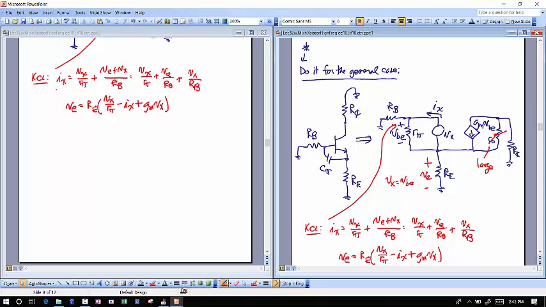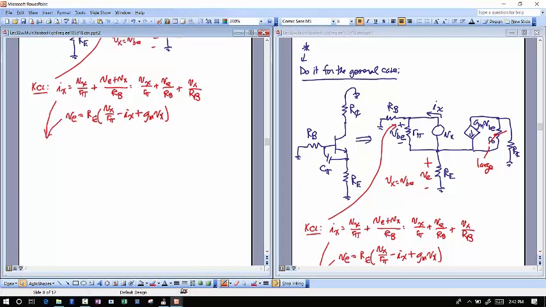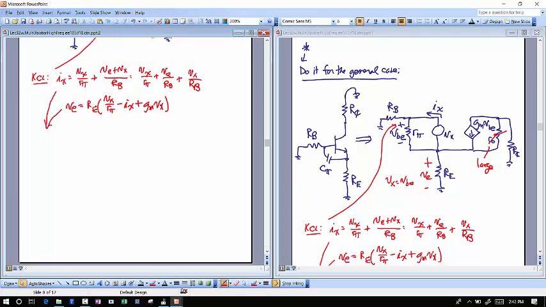That creates VE, and so combining these two together allows me to write an expression for Ix finally. And that's going to be Vx over R pi plus Vx over RB plus this quantity here divided by RB. So this times all that stuff: Vx over R pi minus Ix plus Gm times Vx. Okay?